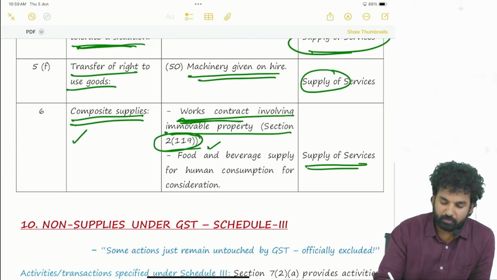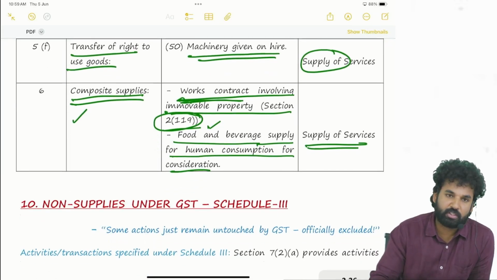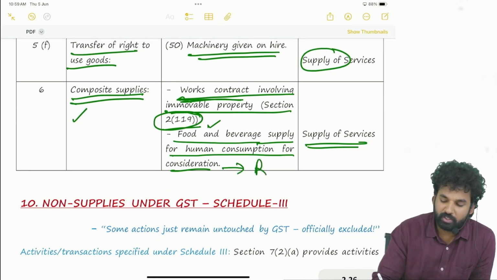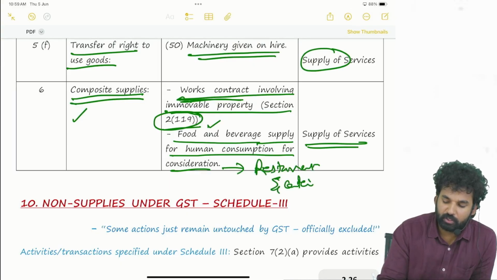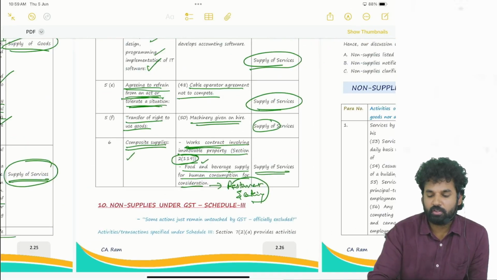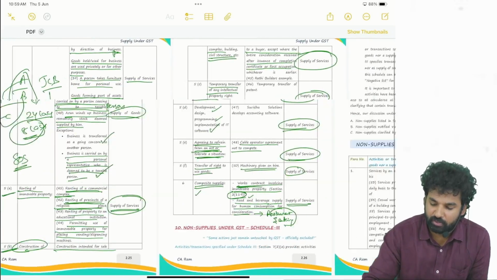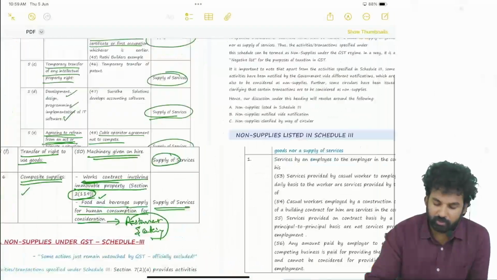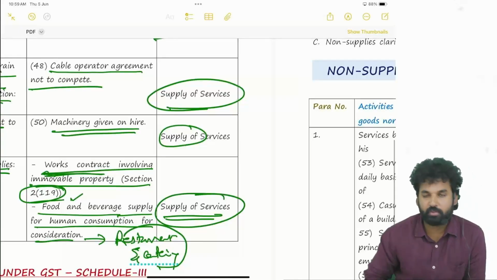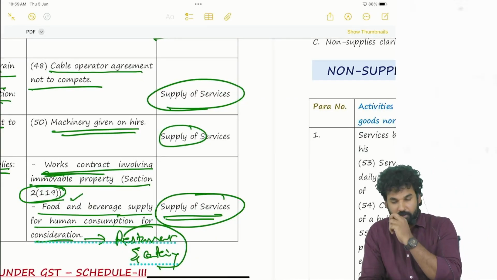Right. Next, with respect to food, beverage, supply for human consumption for consideration. That means it is restaurant and catering service. So with respect to restaurant and catering service, it shall be treated as supply of service.